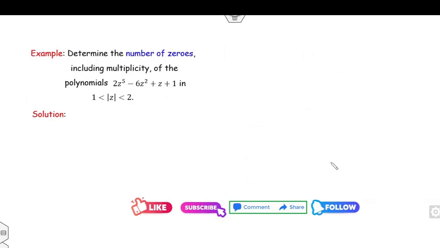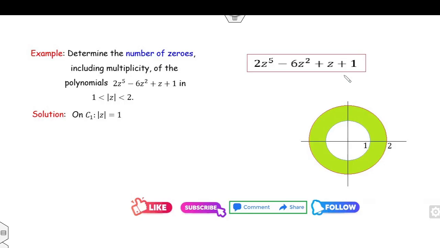Look at another one. Your target is to find the number of zeros that lie between 1 and 2. That means I can find the number of zeros which are less than 1, find the number of zeros which are less than 2, and then subtract them. Let's first do it on the circle |z| = 1.